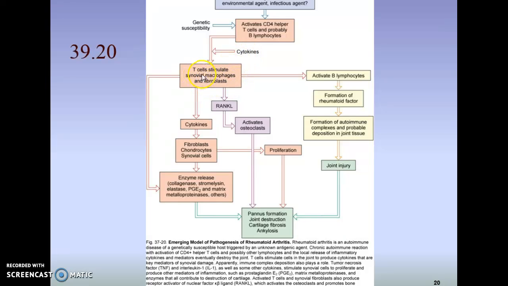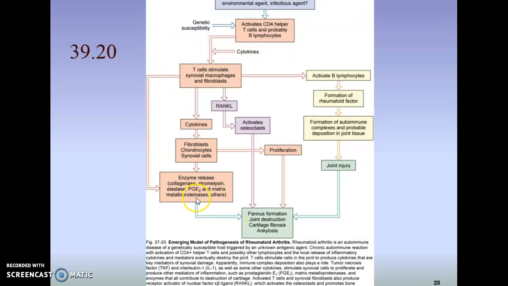All right, those cytokines secreted by the T cells stimulate the macrophages and the fibroblasts. More cytokines are produced, more fibroblasts, chondrocytes come in. You have synovial cells that are being activated. You have further enzyme release. All right, collagenase breaks down the collagen. PGE2, different prostaglandins.